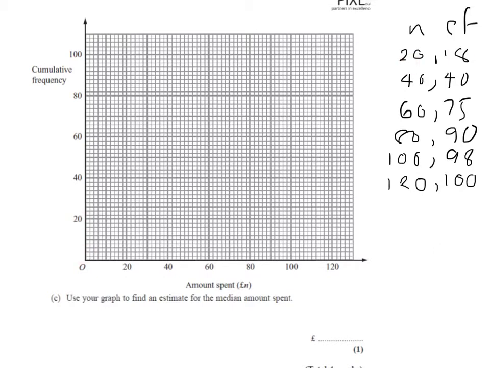So 20 and 18 will just be before the 20, so I'll mark that in there. Then I've got 40, 40, which is there. 60 and 75, so the 75 will be halfway between the 70, which is there, and the 80. It's about as close as I can get. 80 with 90, halfway between 80 and 100. 80 with 98. And then finally 120 and 100. So I've marked them in. I'll try and draw them as accurately as I can with my finger on this iPad.